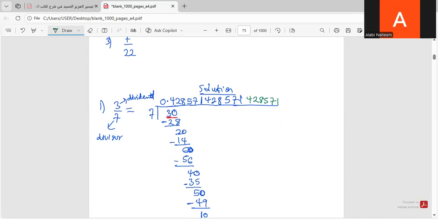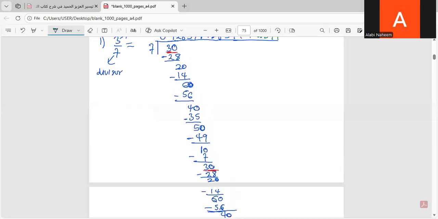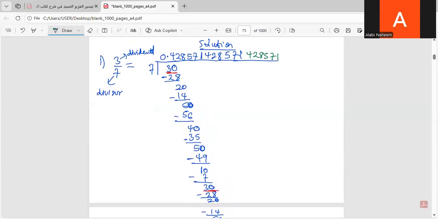There are two ways of writing the quotient. The first method is to use the bar method. The bar method simply means you place a bar on those numbers that are recurring. In this case, which numbers are recurring? 4, 2, 8, 5, 7, 1. Because after every 4, 2, 8, 5, 7, 1, you have another 4, 2, 8, 5, 7, 1. So those 6 numbers are the ones that are recurring.